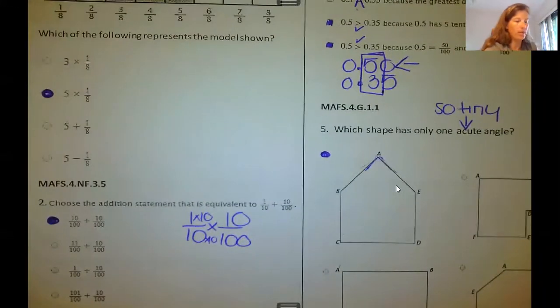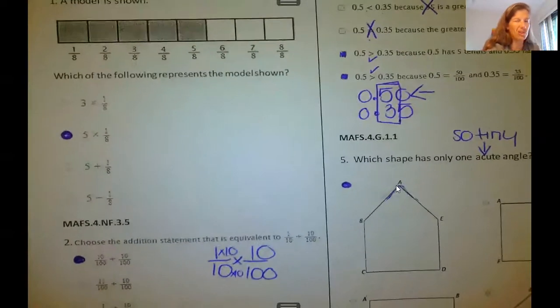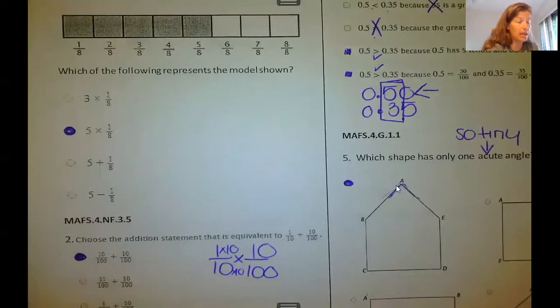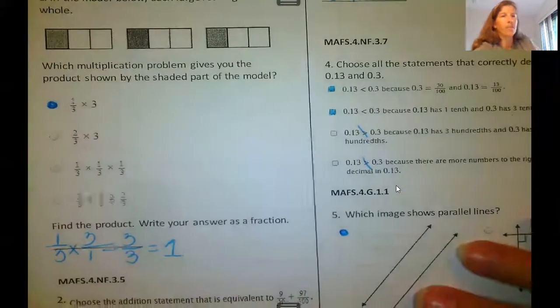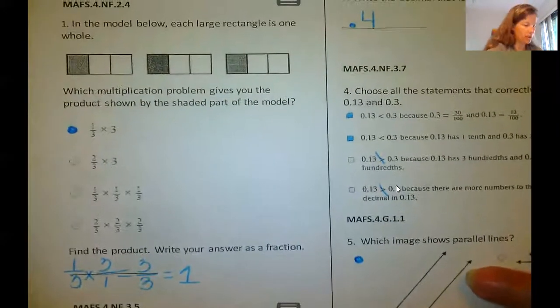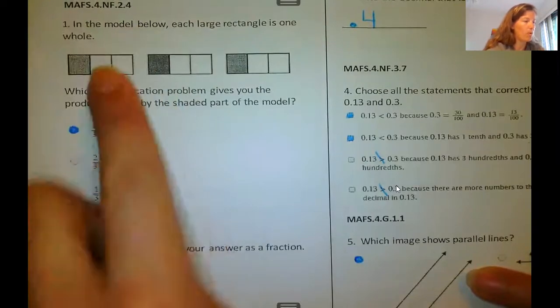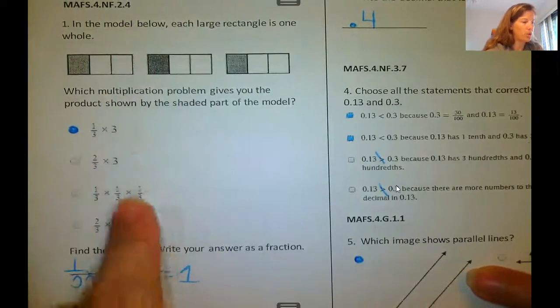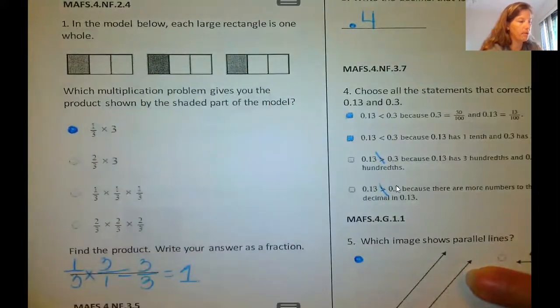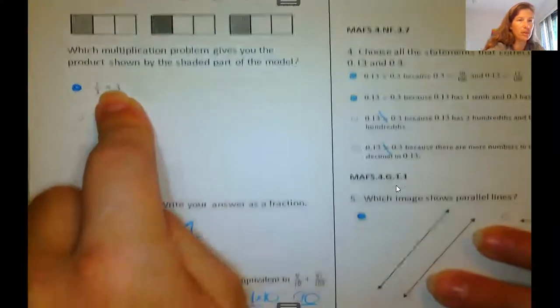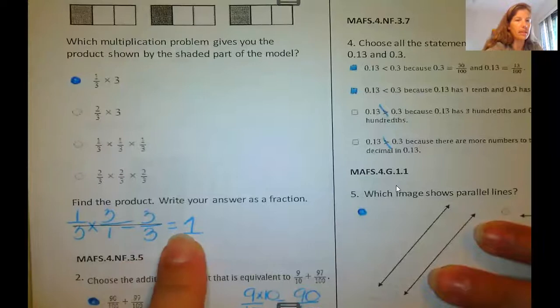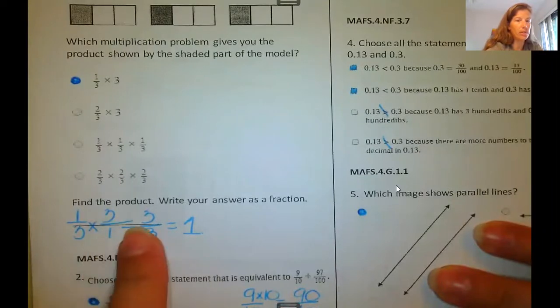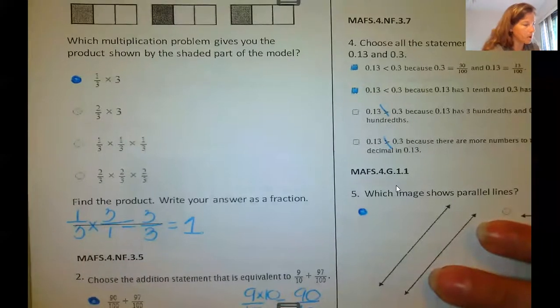I am going to go ahead and go into 19 and 20 as well, just because why not? They were due, I think, today. Yes. So, page 19, number 1, we want to know which multiplication shows the model. It's 3 pieces of a third. That would be 1/3 times 3. The second part of that is to then solve it. So 1/3 times 3 is 3 over 3, or 1 whole.